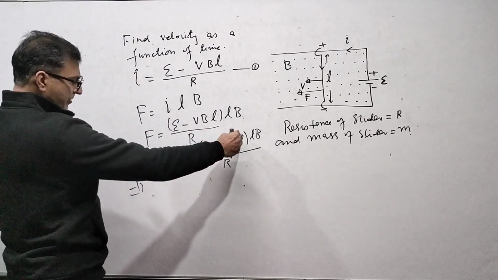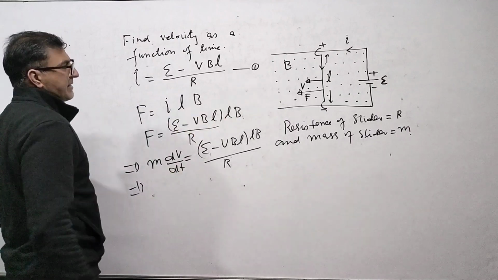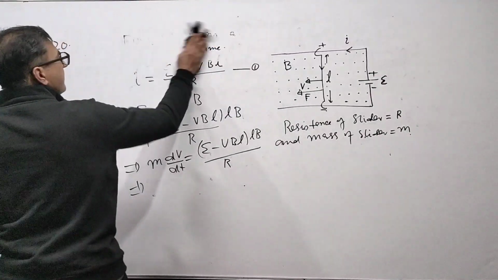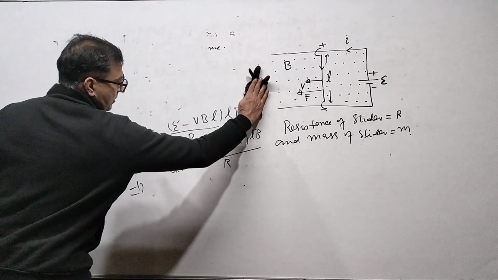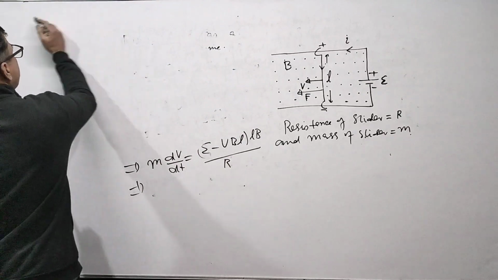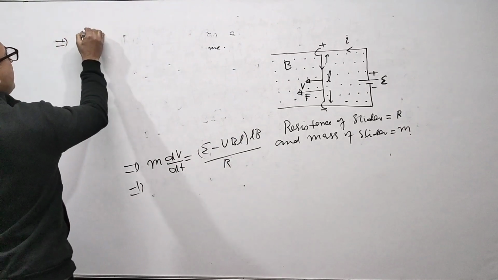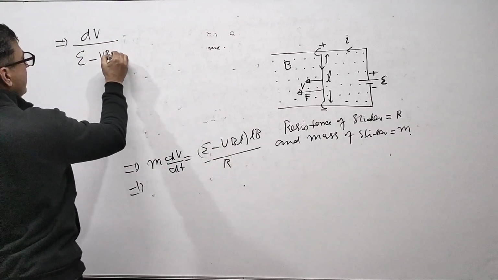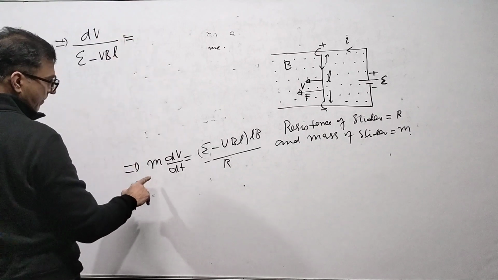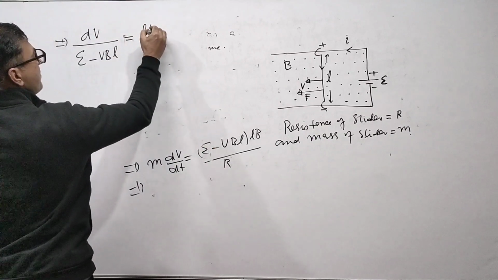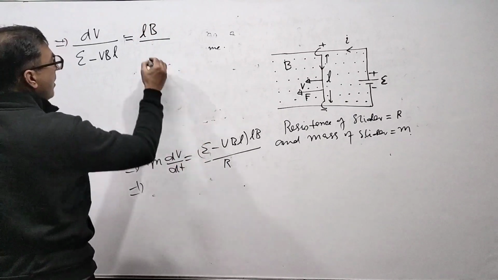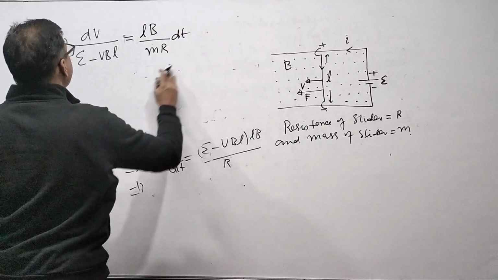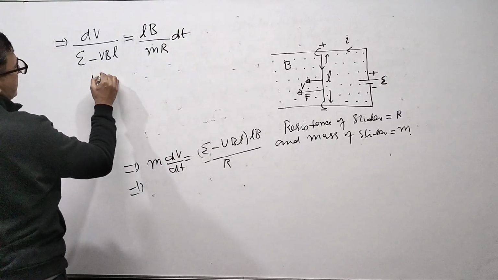That is separation of variables. I will get velocity terms to the left side and time term to the right side. So how to proceed ahead? It will be dv divided by (E − VBL) is equal to, this is MR downwards, LB by MR dt. Okay, now integrating both sides.